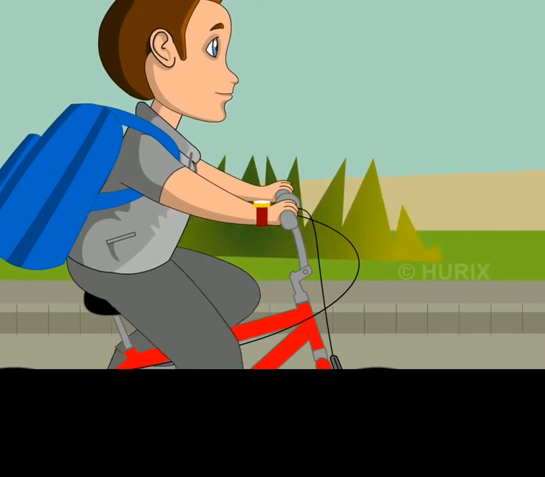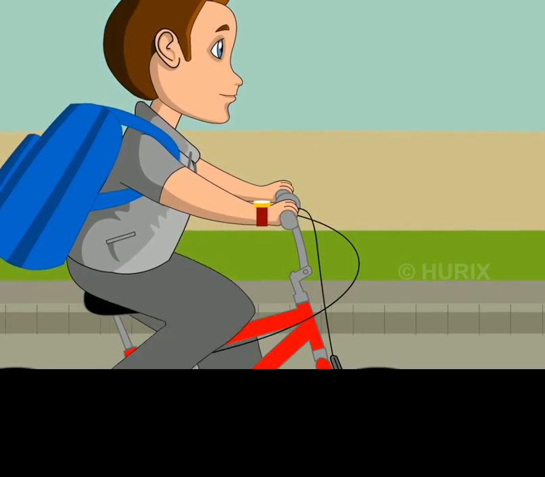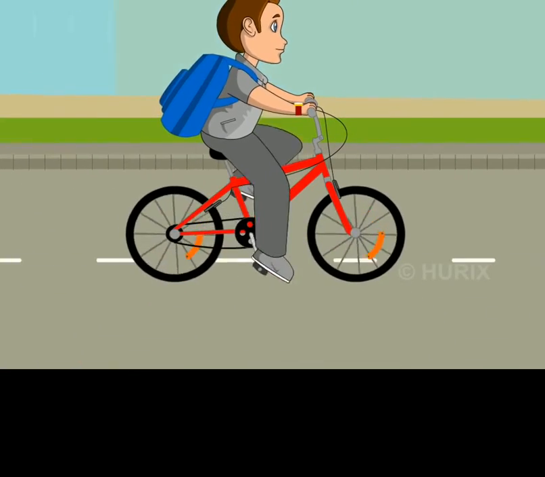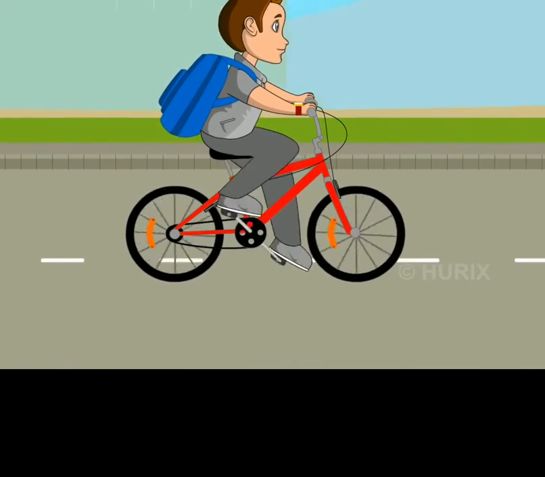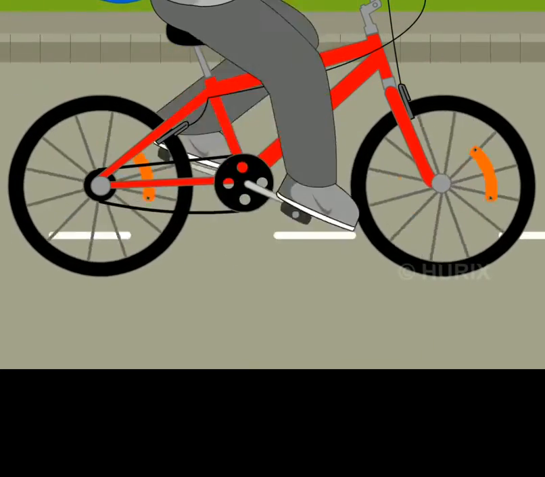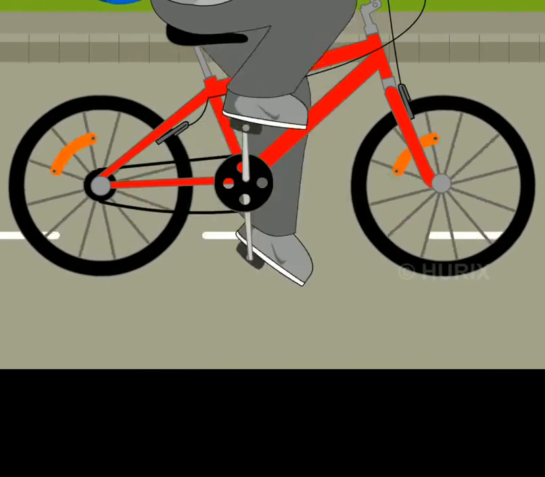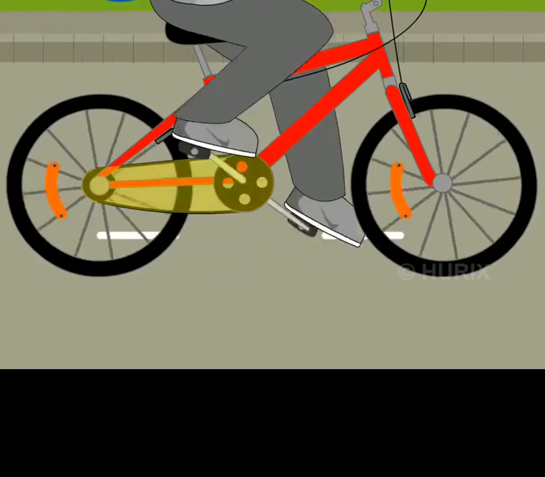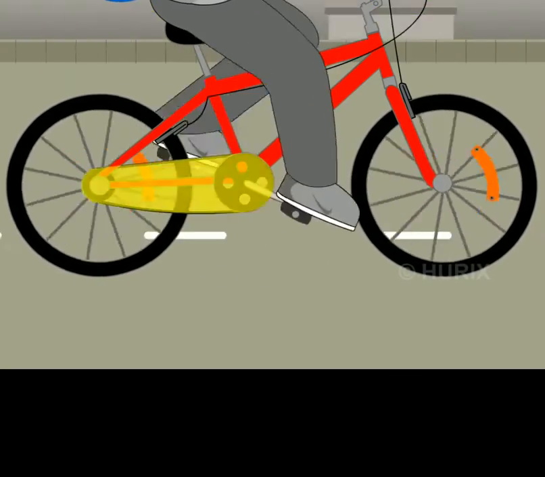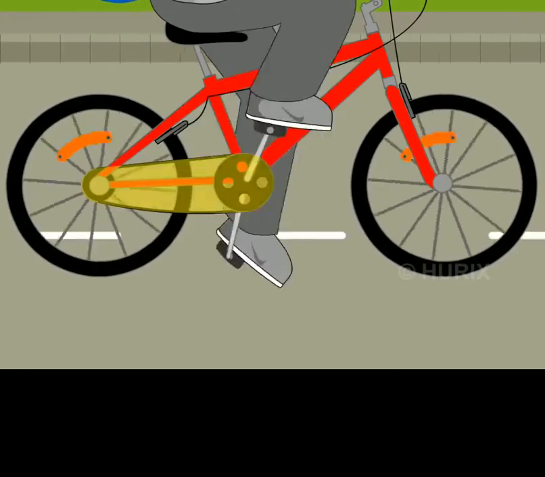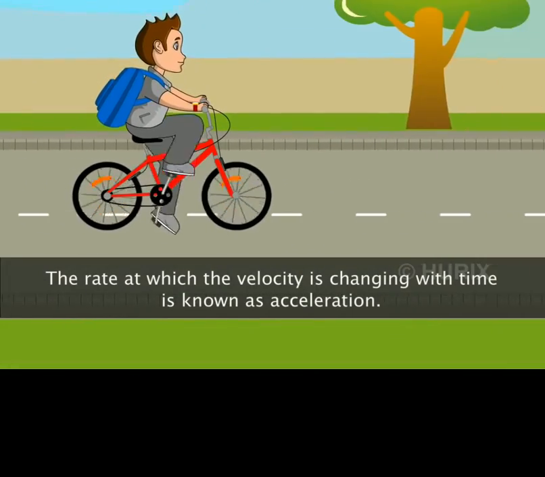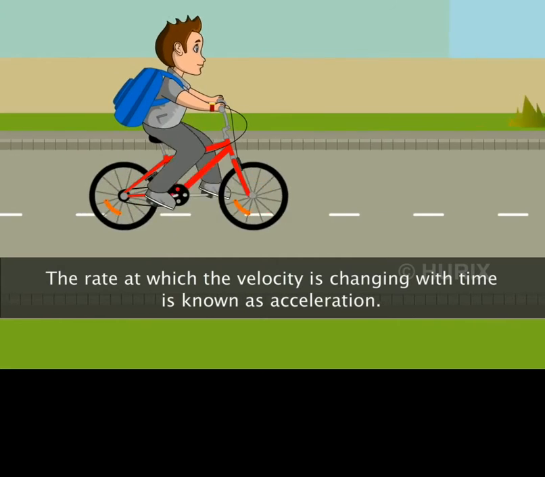Zach is going to practice for his bicycle dash to be held in school. He has started moving at a steady speed. Oh, look! He has increased his pedaling. What do you understand by this? Pedaling shows an increase in velocity. Acceleration is the change in velocity of an object per unit of time.